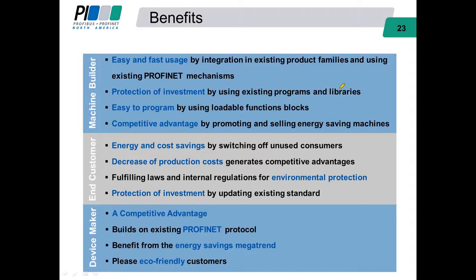If you're the end customer, there's really two benefits. One is from the standpoint of laws and regulations now related to environmental protection. The other is the reduction of cost.